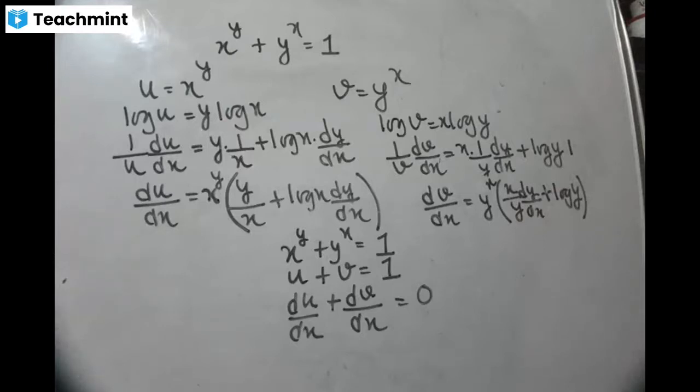After you do this, now keep dy by dx on the left and take everything on the right. So once you keep dy by dx on the left, then you find out the common, take dy by dx common. So once you have taken dy by dx common, then whatever is being multiplied with dy by dx goes to the denominator. Is that clear, everyone?